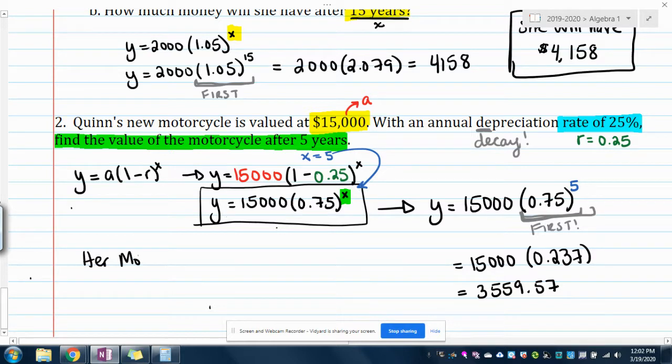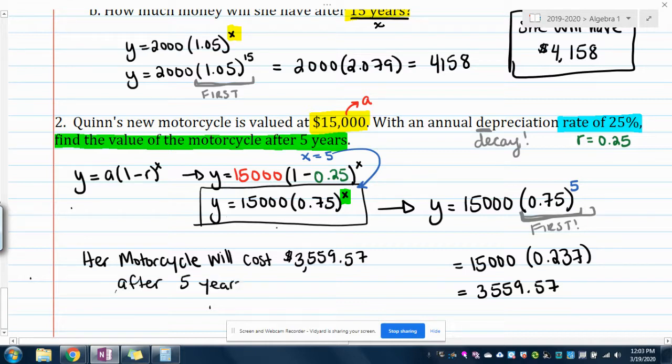So my final answer is her motorcycle will cost 3,559.57 after 5 years. Yes, you have to put a sentence.